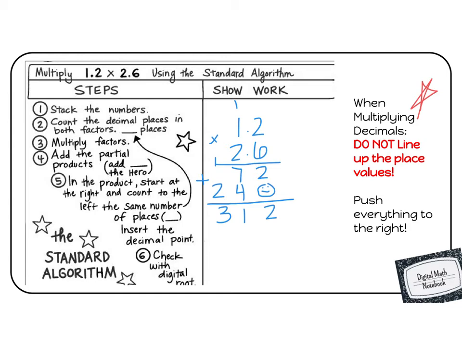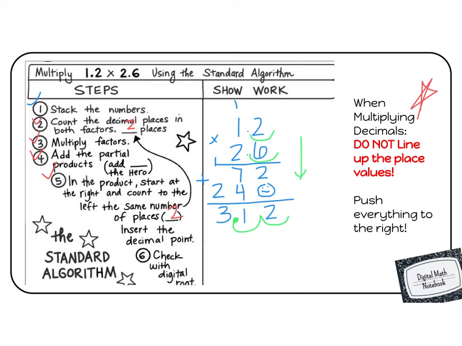So let's check over here. We stacked the numbers. We need to count the decimal places. Let's do that next. So we have 1 decimal place here and 1 decimal place here. So that means we need to have 2 down below. So 1, 2. So we should get 3.12. So let's go back to our steps. We counted the decimal places. There were 2. We multiplied. We added. Then we counted our decimal places in the end, and we counted 2 decimal places. So now we know we are correct.